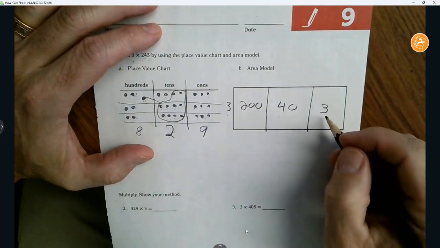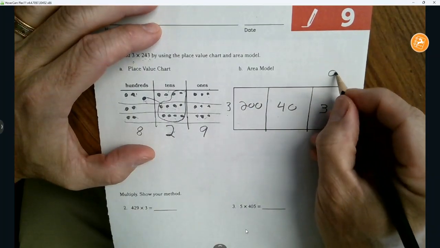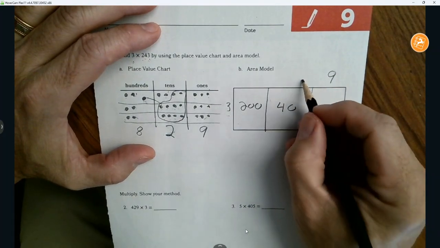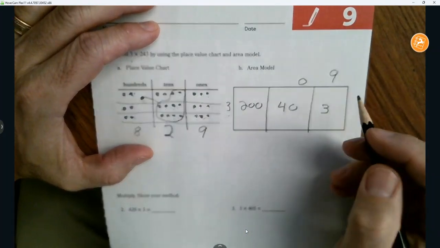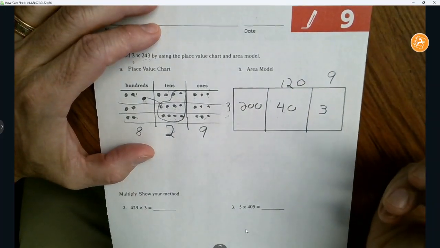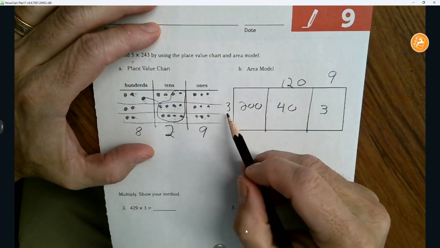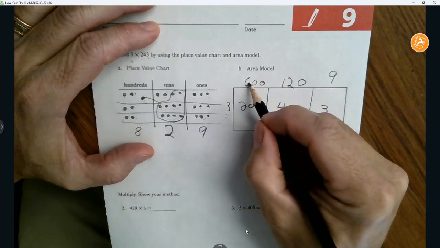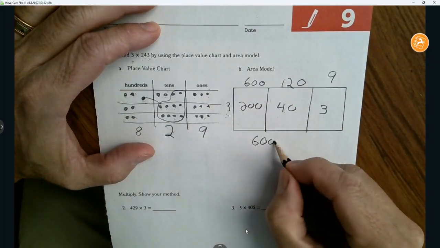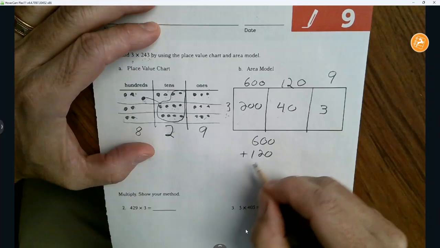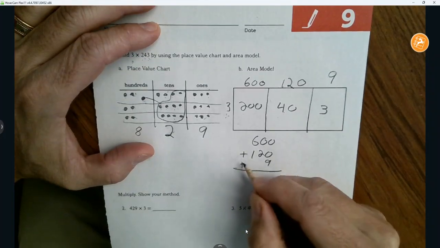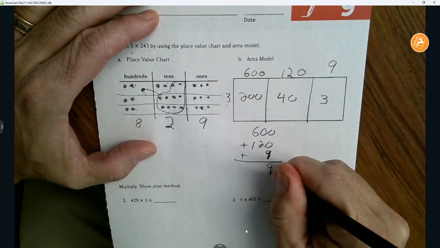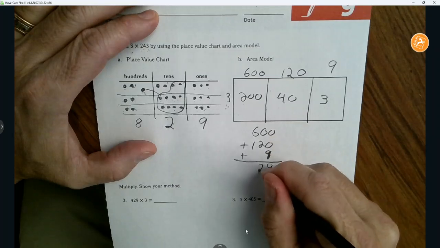All right, 3 times 3. 3 times 3 is 9. 3 times 40, well, we could do 40, but let's just put the 0 up there. Let's do 3 times 4. 3 times 4 is 12. All right, and our next one, let's just put those 2 zeros up there. And then 3 times 2 is 6. So we have 600 plus 120 plus 9. 0 plus 0 plus 9 is 9. 0 plus 2 is 2.